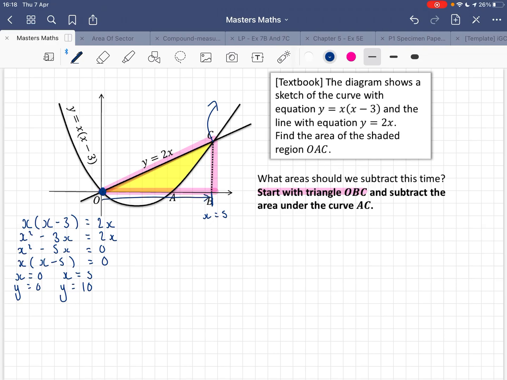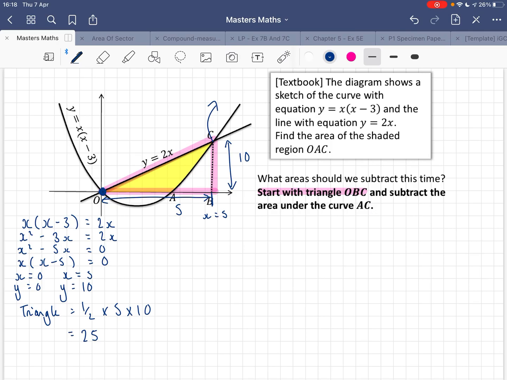The triangle has a base of 5 and a height of 10. So the triangle area is a half times 5 times 10, which is 25.